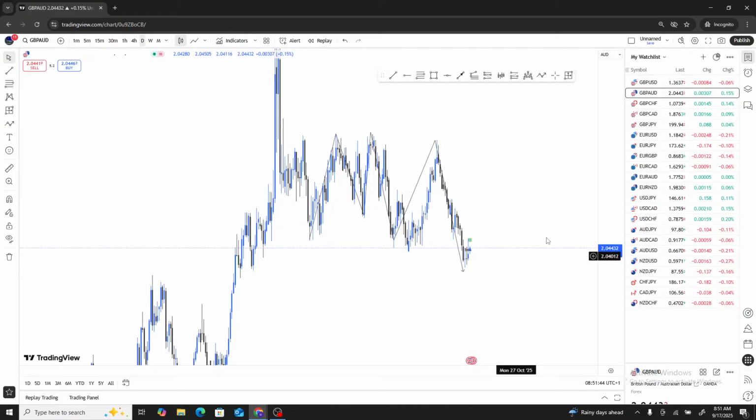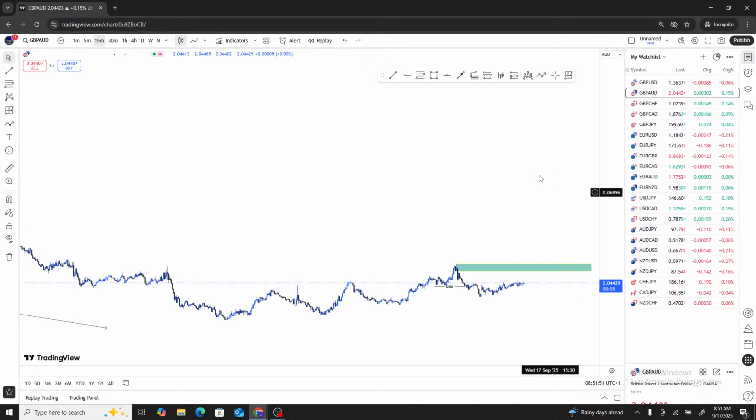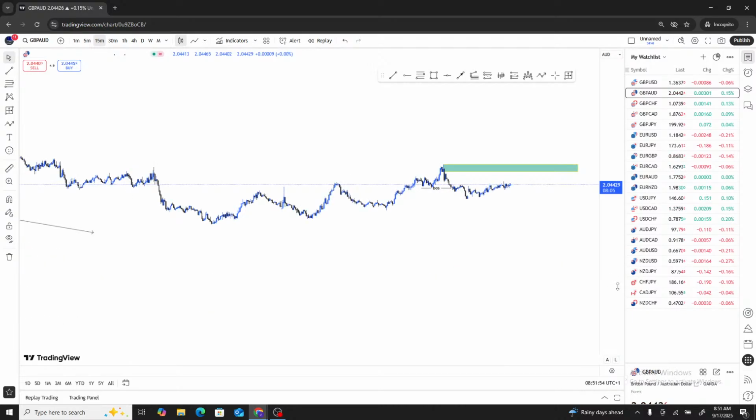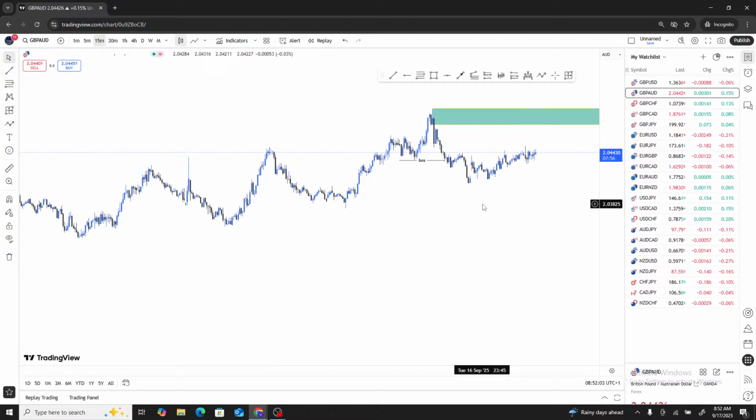And on the 15 minutes, once we discover the overall direction on the higher time frame, the next thing we have to do is go to the lower time frame, from 15 minutes, 30 minutes, or H1, to look for possible entries.